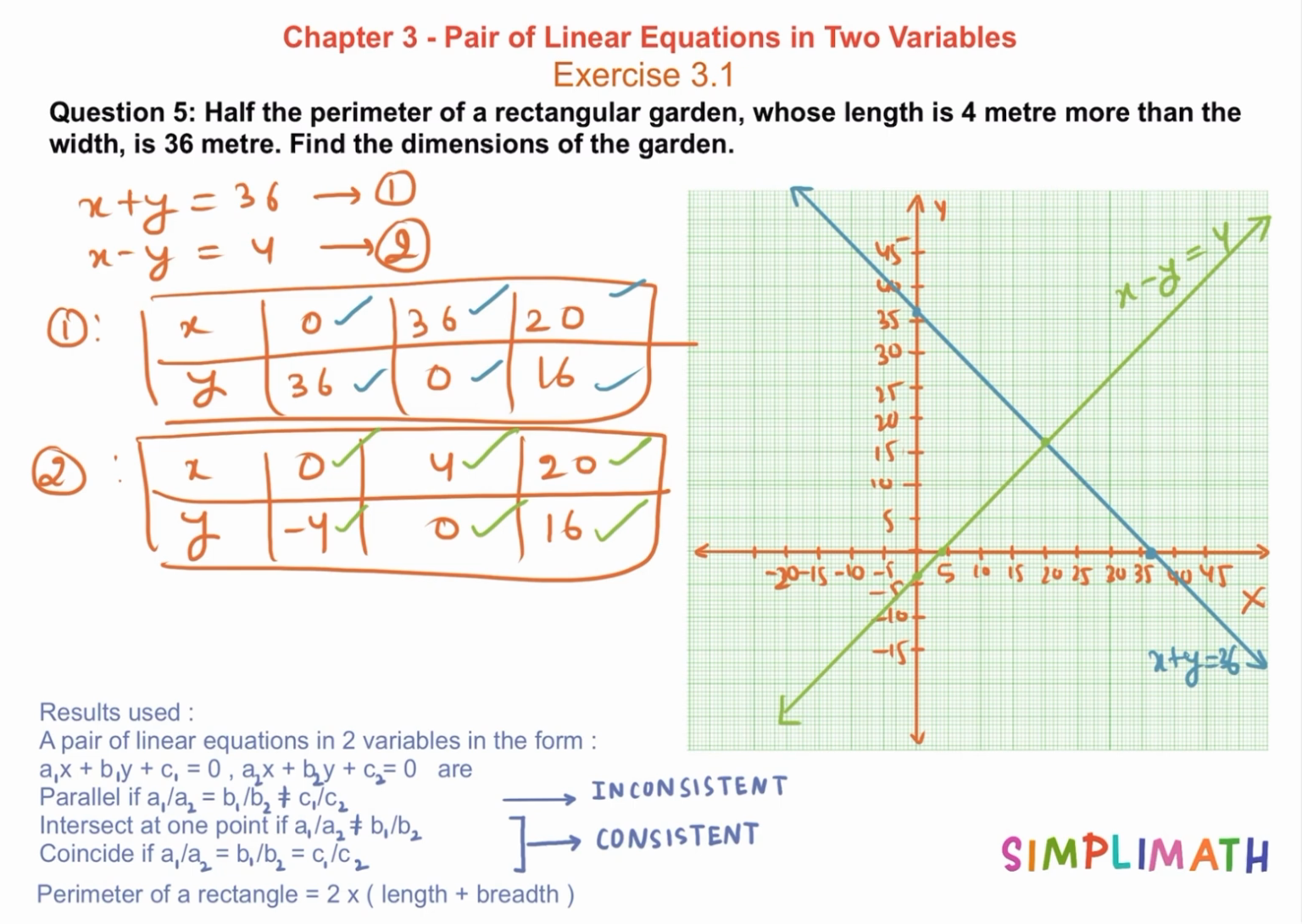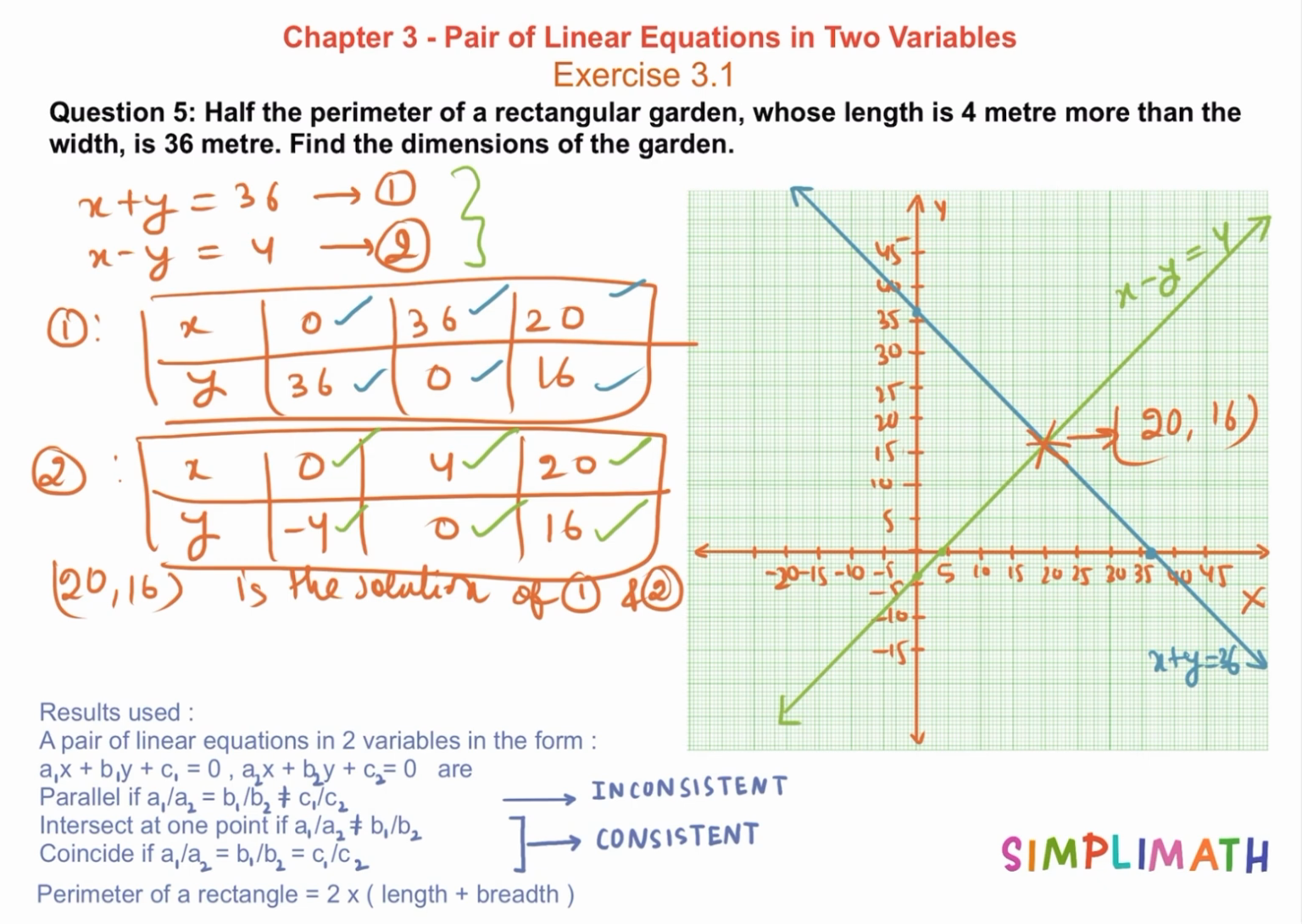Now the solution of this pair of linear equations is the point where they intersect. And which is this point? This point is (20, 16). So (20, 16) is the solution of the pair of linear equations 1 and 2.